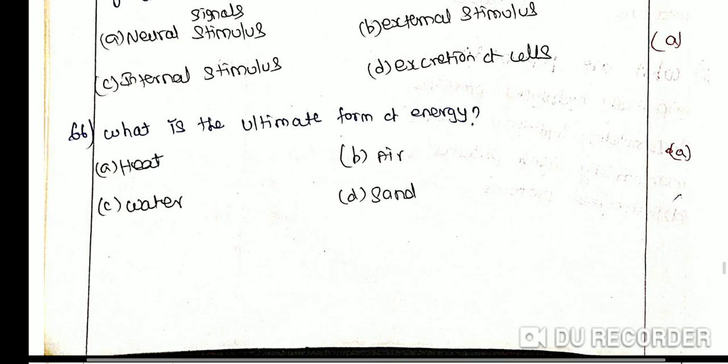What is the ultimate form of energy? Option A heat, option B air, option C water, option D sand. The correct answer is option A, heat. Heat is the ultimate form of energy, and that is why the energy requirements of animals and the energy content of food are expressed in terms of a measure of heat energy.